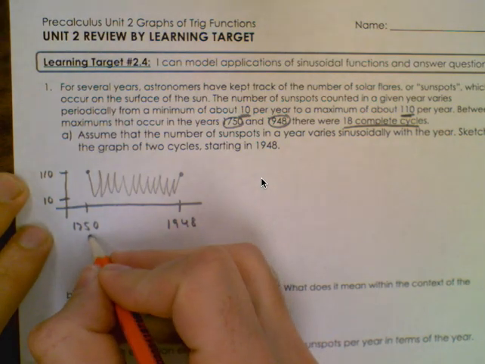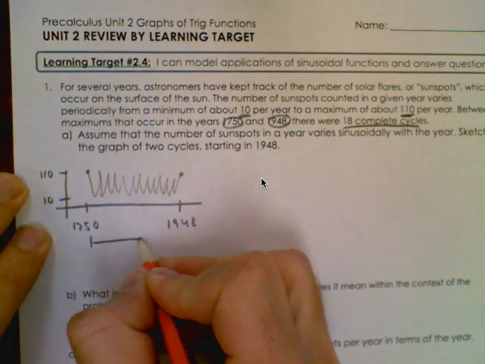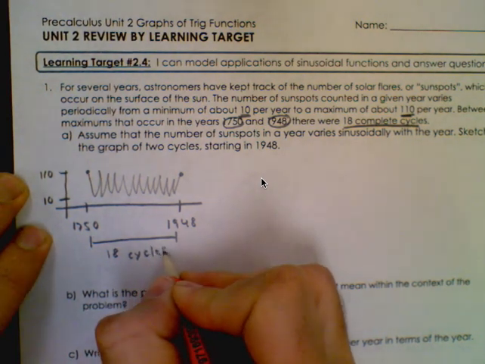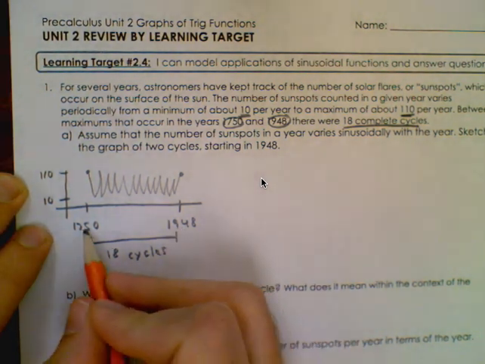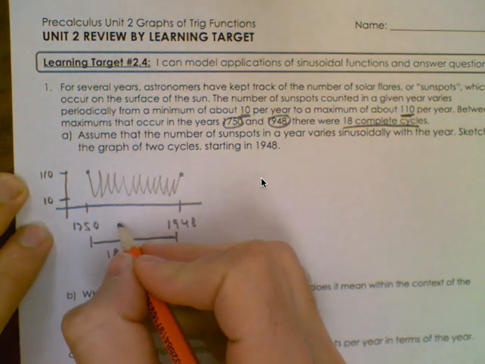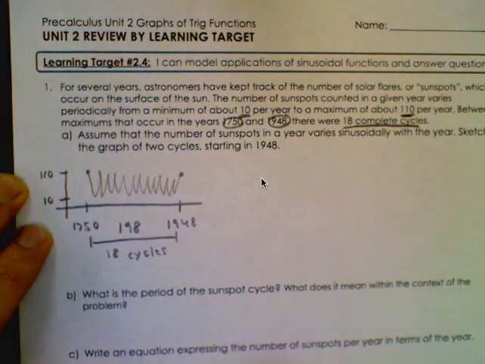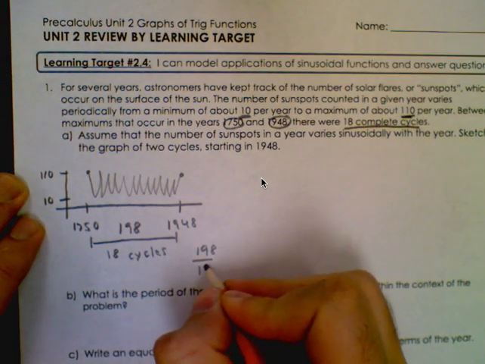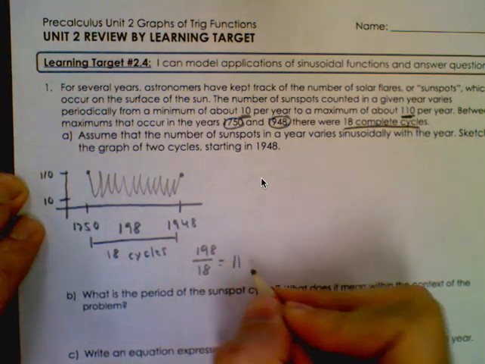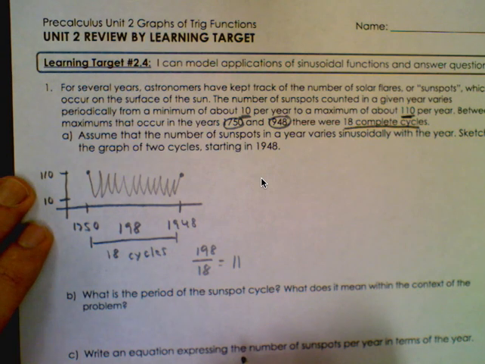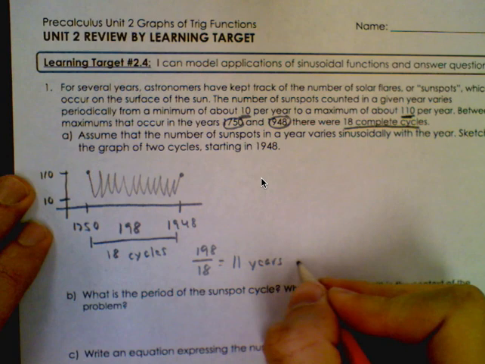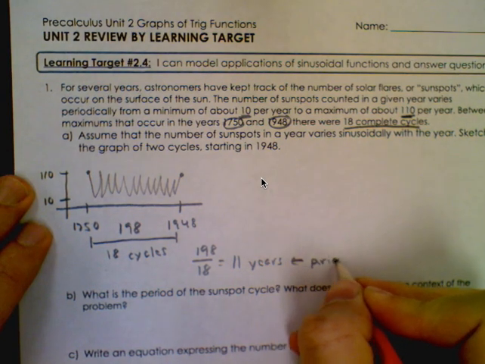So here's something helpful. We know that there are 18 cycles in this region. And if you subtract these 2 years, you'll find that the distance is 198 years. So if you divide 198 years by 18 cycles, you'll find that there were 11 years for every cycle, which means that this is the period. So we now know what the period of our graph is.